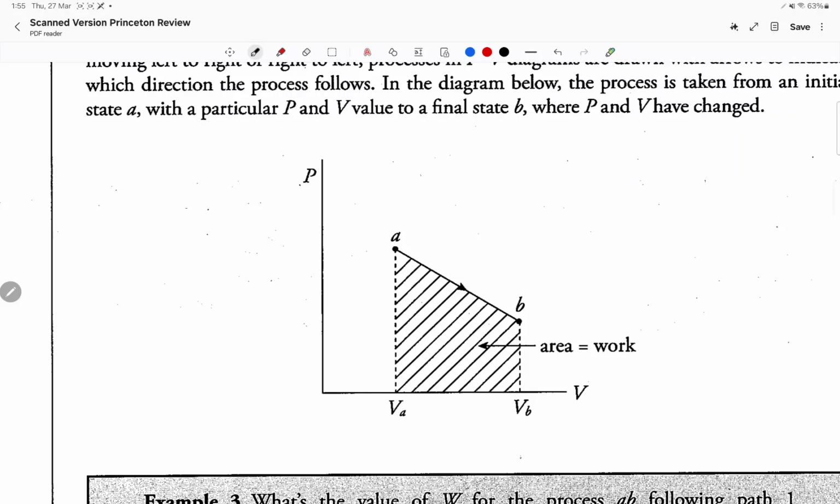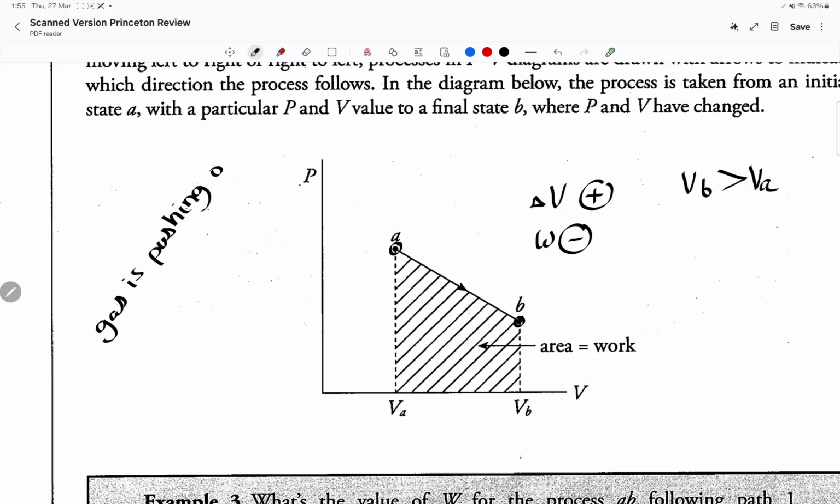So here, is our work positive or negative? As we go from A to B. Exactly, because as we go from A to B, my delta V is positive because my VB is more than my VA, which makes my work a negative. Yes. And if my delta V is positive, that means that the gas is expanding. So the gas is pushing on the piston.